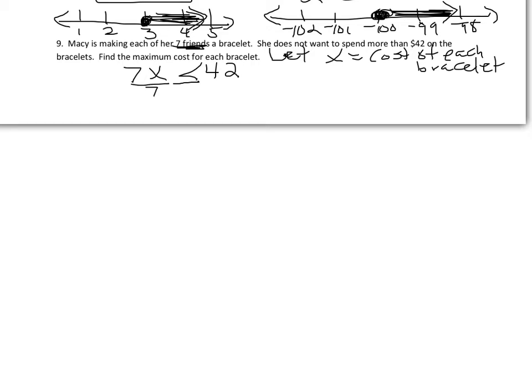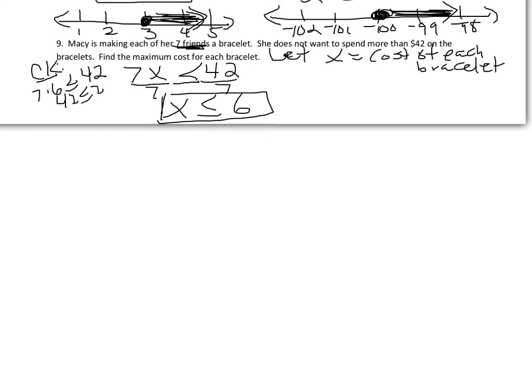So to isolate that variable, we divide by 7. We get x is less than or equal to 6. Okay, so to check this, we pick some numbers that are less than or equal to 6 and make sure they work in this inequality. Like we could even test 6: is 7 times 6 less than or equal to 42? Yeah, 42 is less than or equal to 42. Or we can even try, say, 5. Is 7 times 5 less than or equal to 42? Yeah, 35 is less than or equal to 42. It's less than, so it does check.